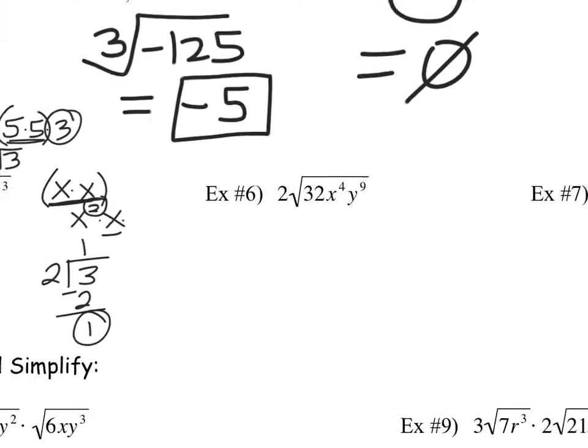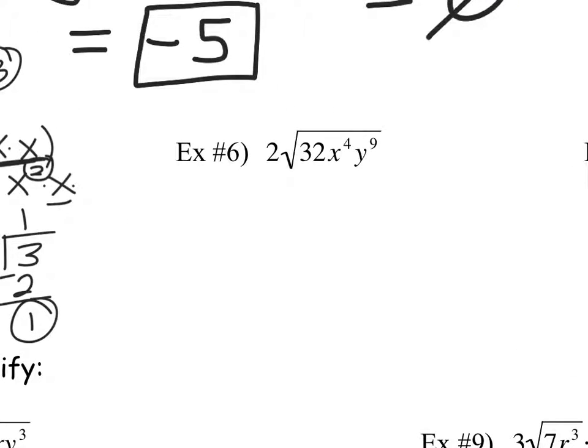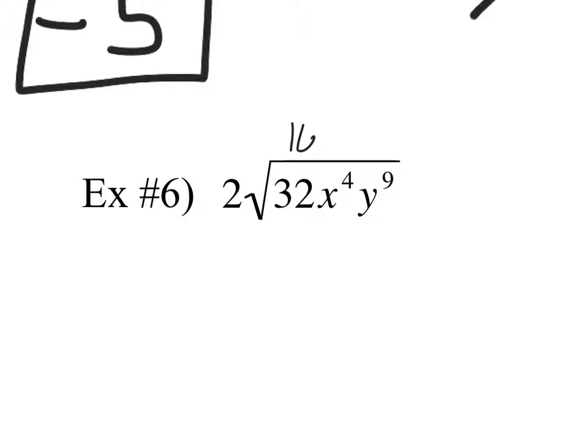Okay, here we go. Number 6. All right, we're taking square root again. Square root of 32, x to the 4th, y to the 9th. So let's go ahead and we got to break down 32. Do you know any perfect squares that go into 32? Yeah, 4 also does, but 16 is a better one because it's bigger. So 16 times 2. All right, so let's go ahead and simplify that.